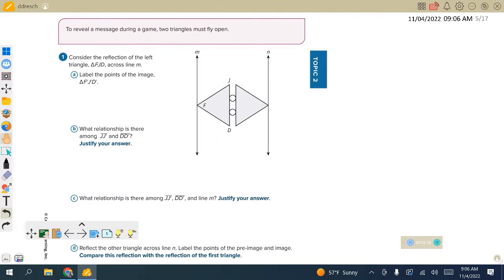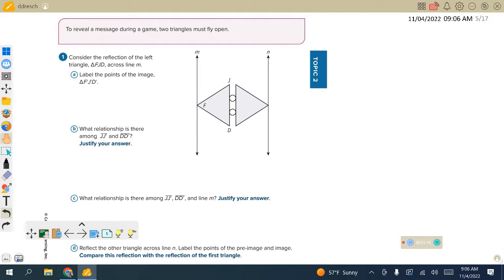All right, so what we want to do here is go ahead and do a reflection of triangle JFD right here. And read carefully what line they want you to reflect on. We want to reflect over line M. So this is now where our patty paper comes into play. We want to take our patty paper and do a reflection on that.